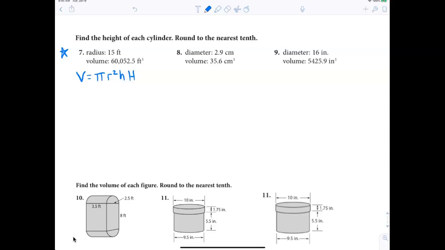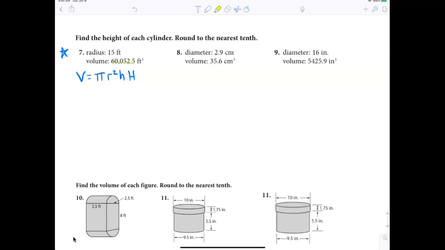You can put that down: V equals capital B times capital H. But the area of the base is a what? Circle. That's why we did pi r squared H. You with me now? So now we're working backwards this time. So they give us the volume.